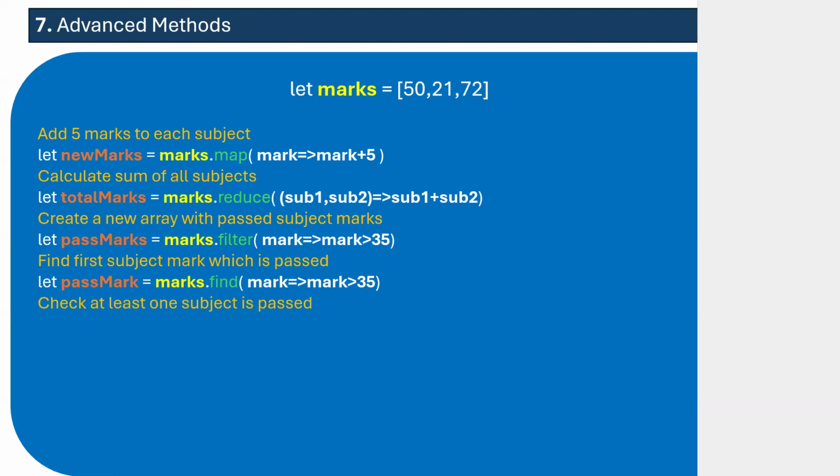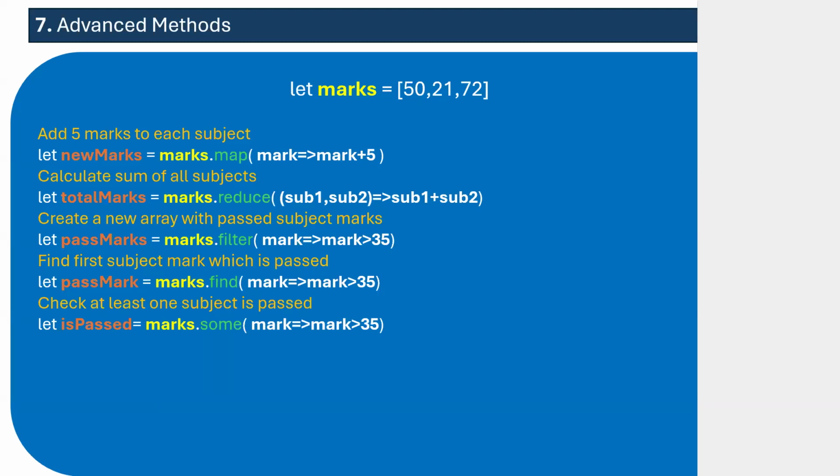Check at least one subject is passed. Some. Yes, you understood it. When do you use some? At least one. See, guys, same condition again, I mean, same arrow function, you have to use it.